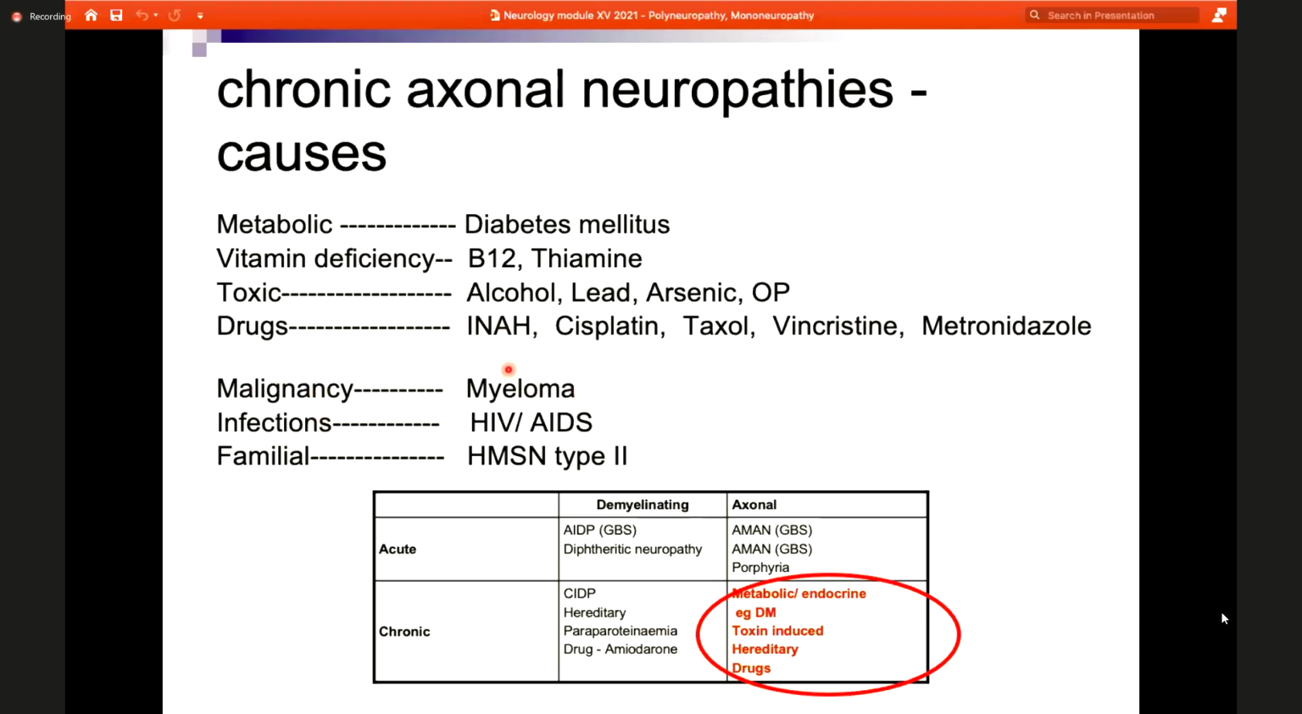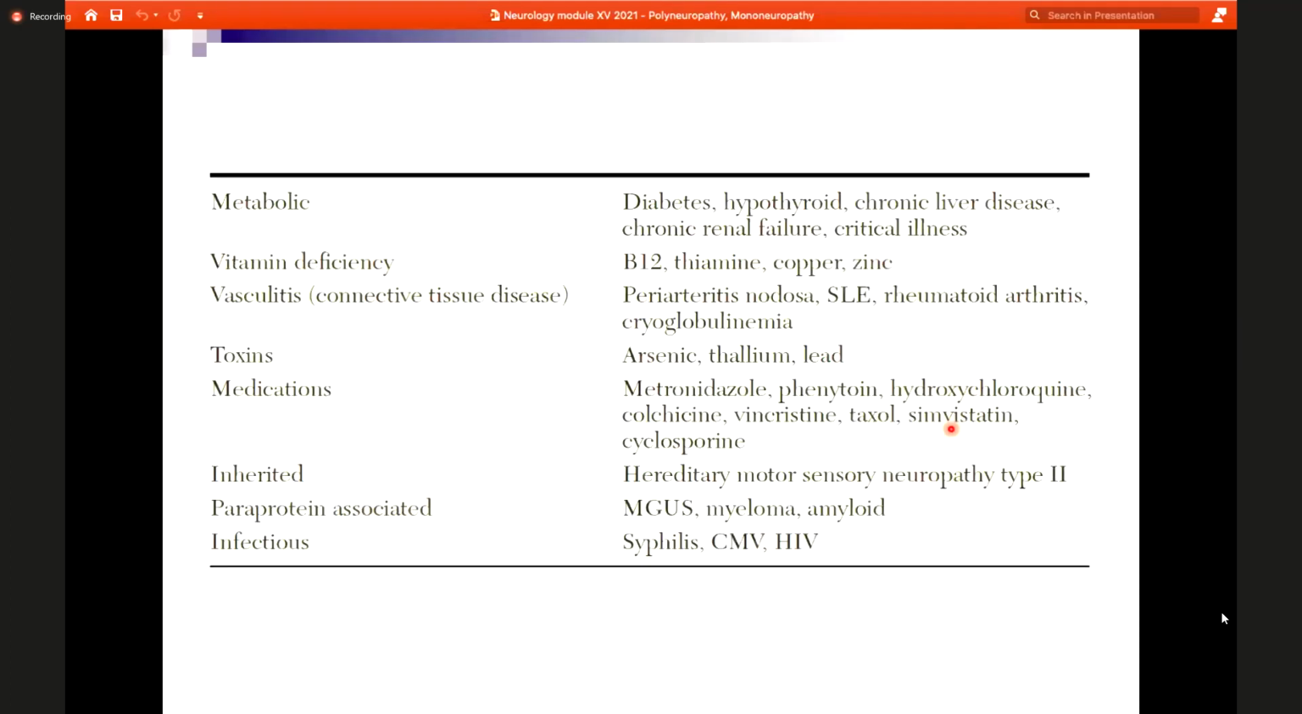Then malignancies, not only myeloma, even other malignancies can produce paraneoplastic neuropathies, which are commonly axonal actually. Then HIV/AIDS of course can produce different types of neuropathy, like even diabetes can cause different types of neuropathies. Then genetic or hereditary, you have type 2 HMSN or Charcot-Marie-Tooth. So in our patient, we mentioned that the patient is diabetic, so possibly it is the diabetes which is the cause here.